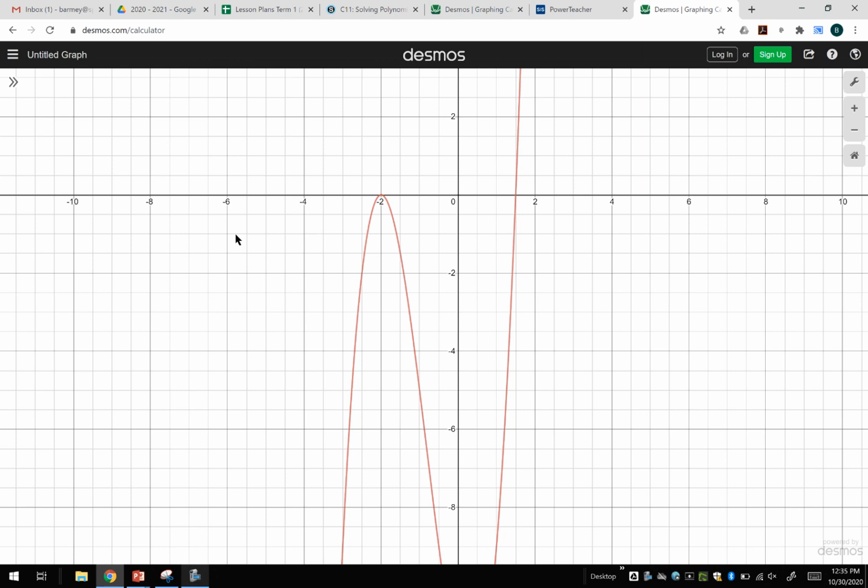But I want you to be specific on where it's crossing the x-axis. It's crossing here at 1.5 and -2. So when you do your quick sketch on your paper, make sure you identify your zeros at a positive 1.5 and at -2.